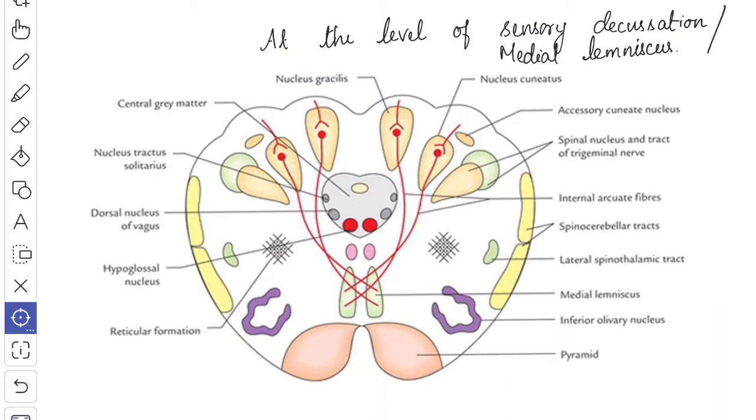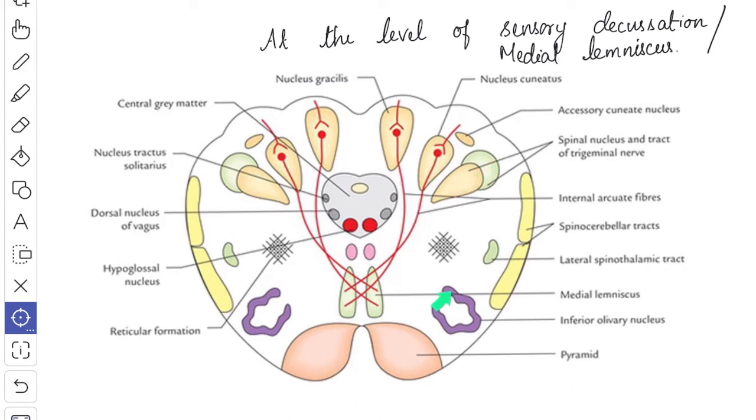Immediately dorsolateral to the cuneate nucleus lies the accessory cuneate nucleus, which receives the more lateral fibers of the fasciculus cuneatus derived from the cervical segments of the cord, and gives rise to the posterior external arcuate fibers conveying proprioceptive impulses to the cerebellum of the same side through the inferior cerebellar peduncle. The separated spinal nucleus and the tract of the trigeminal nerve lie ventrolateral to the cuneate nucleus.